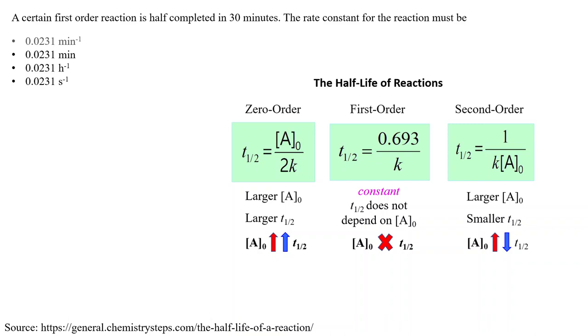Next we have the second order reaction. Here we can see that T half is equal to 1 by K multiplied by the initial concentration of the reactant.